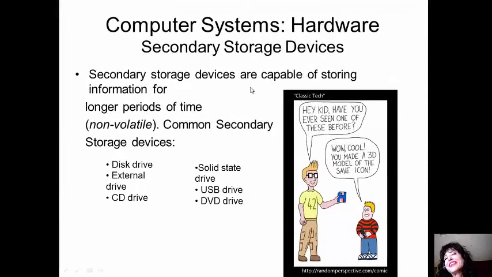Okay, now let's take a look at secondary storage devices, another piece of hardware. Secondary storage devices are capable of storing information for longer periods of time, so they're considered non-volatile. Some common secondary storage devices are disk drives, external drives, CD drive, DVD drive, USB drive, solid state drive.